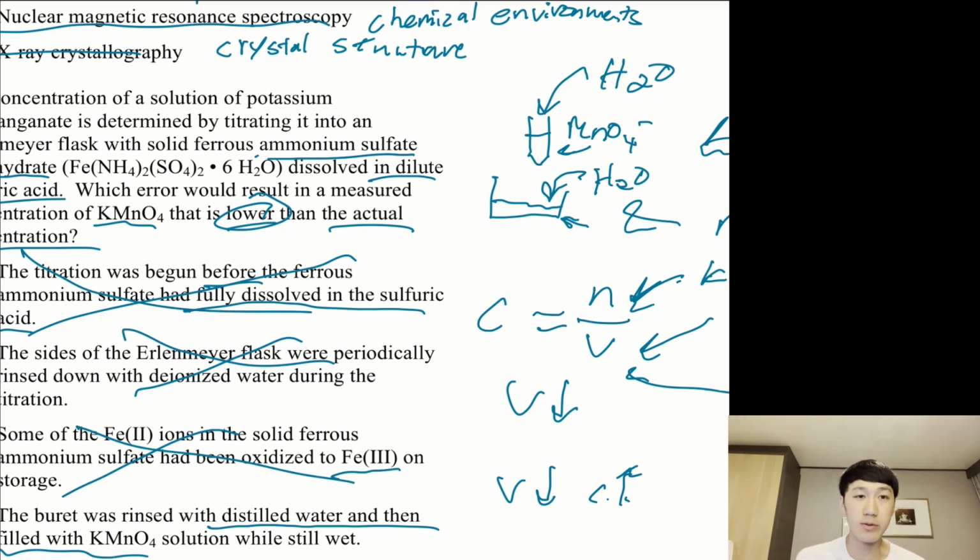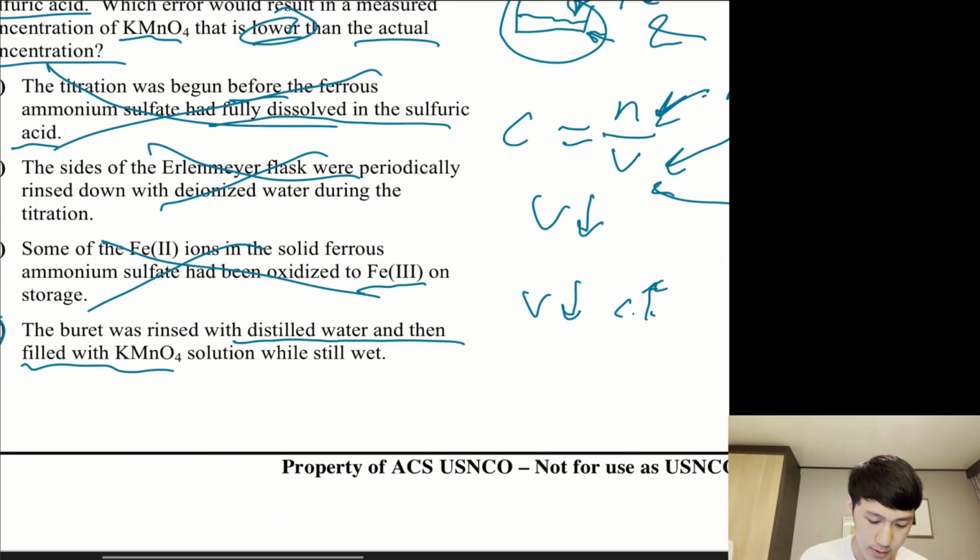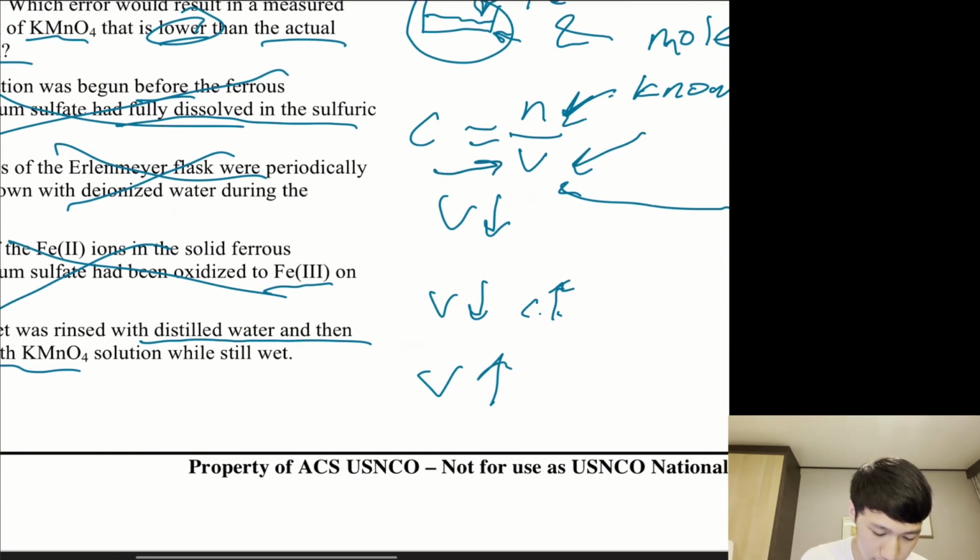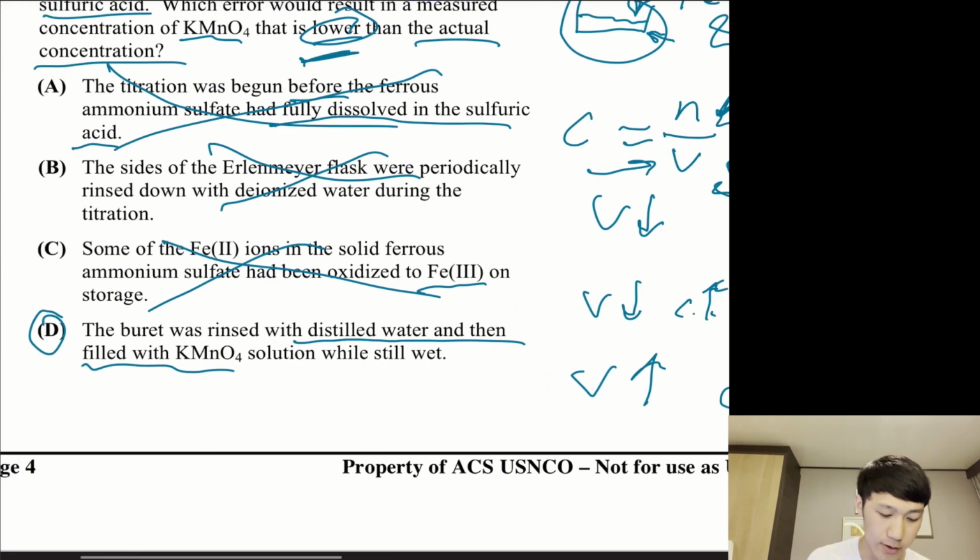This is going to dilute the solution of permanganate, and we're going to need more volume of this dilute permanganate solution to fully react with our sample down here. So in this case, volume is actually going to increase, and the denominator of this formula for concentration is going to increase. So the concentration is going to decrease, and that's the error that we're looking for. So D is correct.